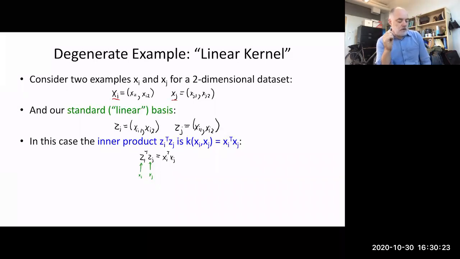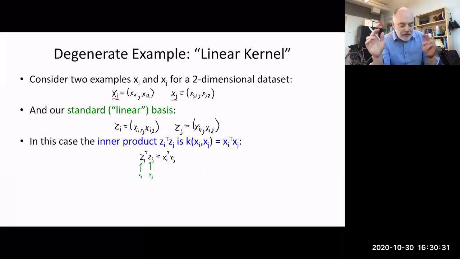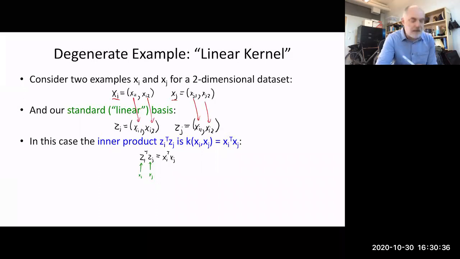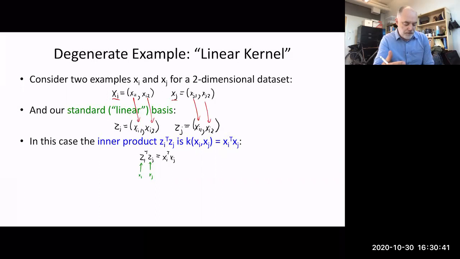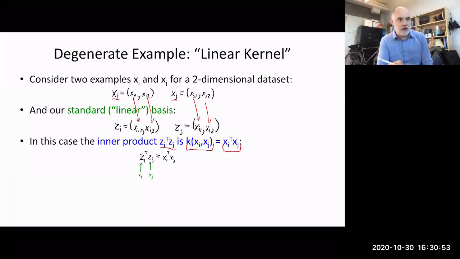So let's say that we have two examples, xi and xj, and we have our standard linear basis, okay? Which means that our feature expansion literally is just copying the features over. So the inner product between zi and zj, well, we can definitely compute that using some kernel function k by just taking an inner product of xi and xj. Right? That's obvious. It's basically a no-op.